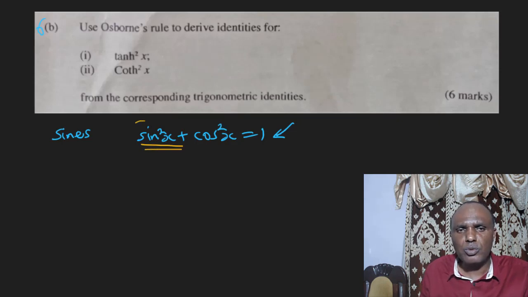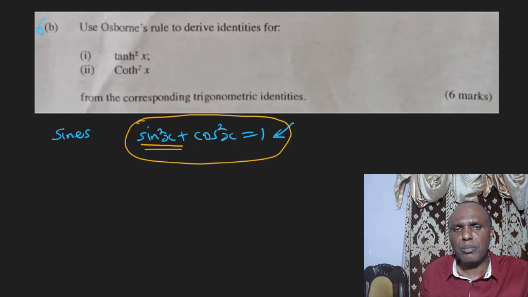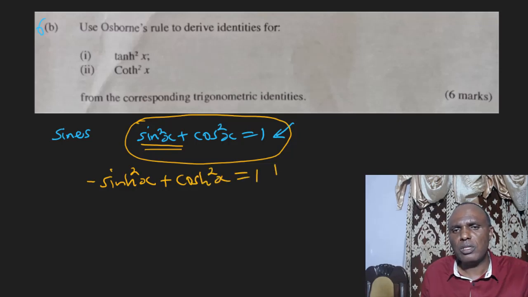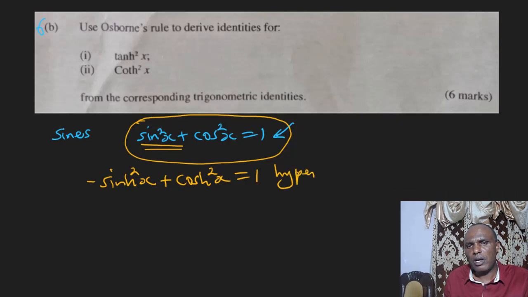If now we want to convert this trigonometric identity to a hyperbolic identity, the conversion becomes negative sinh squared x plus cosh squared x is equal to 1. So this is now the hyperbolic identity, while this one is the trigonometric identity.